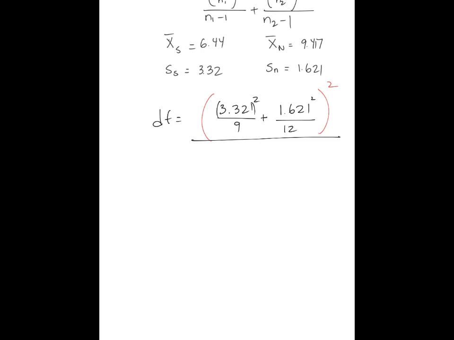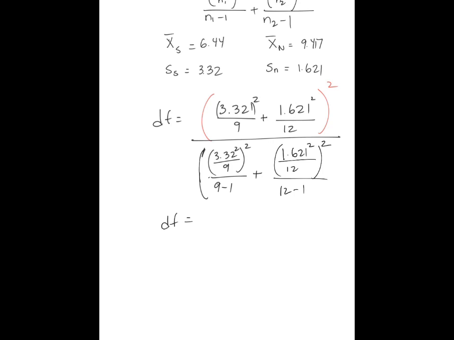The denominator is going to be 3.32 over 9, and all that is squared. This gets divided by 9 minus 1, plus 1.621 squared over 12, then that whole thing gets squared, and we divide that by 12 minus 1. Now if you go through the whole process and the order of operations correctly, you should get 10.86.